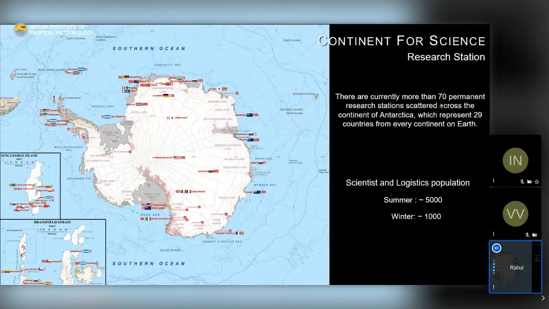So currently there are 70 plus stations, research bases all around Antarctica. In summer you can expect anywhere around 5,000 or more people, and in winter there are 1,000 people who stay back for 12 to 14 months, manning the stations and doing the science that can be done during the dark winter period when the sun sets.